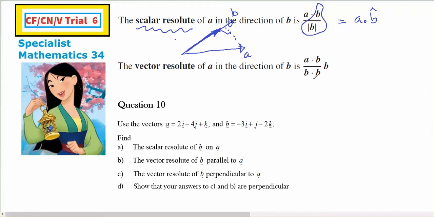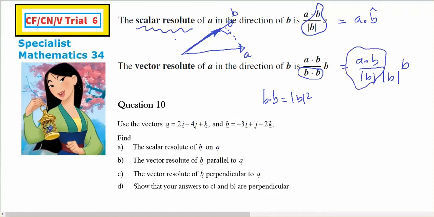And if that's the case, for the vector resolute, I know that B dot B is the magnitude of B squared. So this is the same as A dot B over the magnitude of B, another magnitude of B, B. And this bit here is the same as what we've got up here. So I've got A dot B hat, which is a number, and that's times B hat.